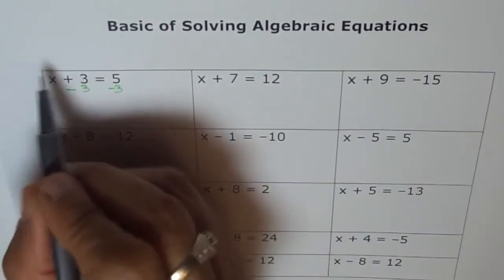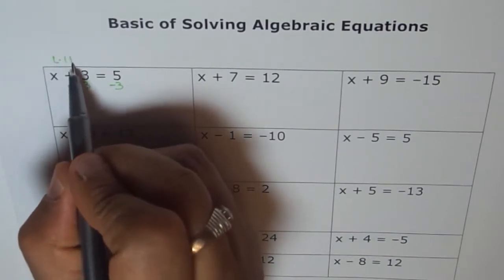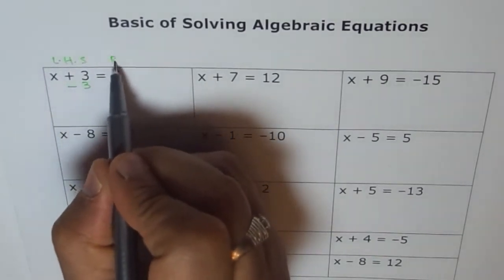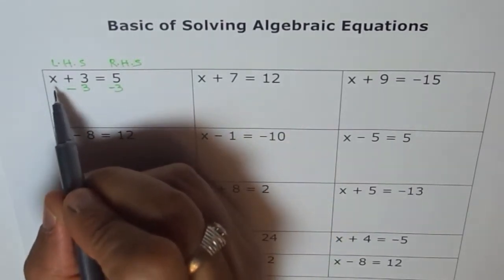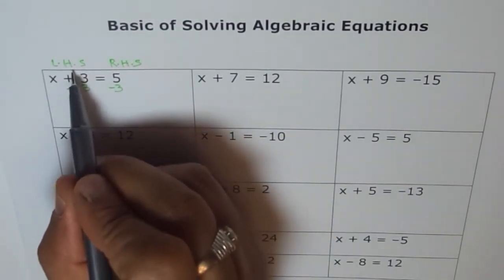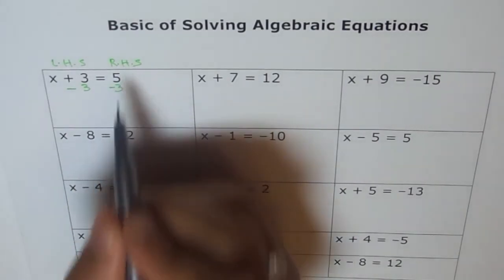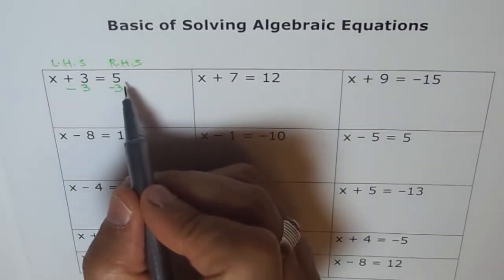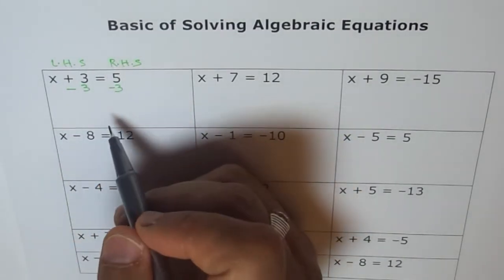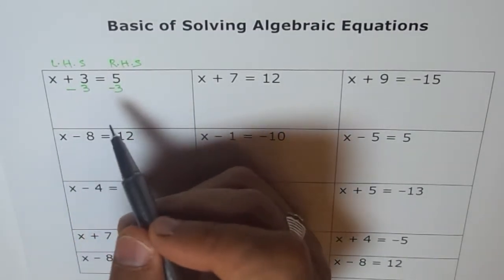This we call the left hand side sometimes, and this we call the right hand side. The idea is to get the value of x which will make the left hand side equal to the right hand side. So we did it the intuitive way: we know 2 plus 3 is 5, right? So x should be 2. Now we're trying to do it in different ways, correct?